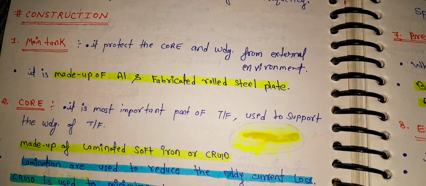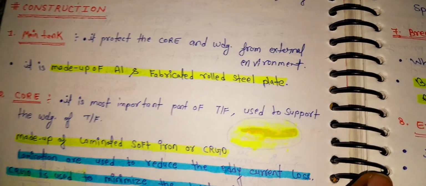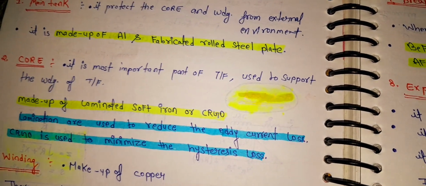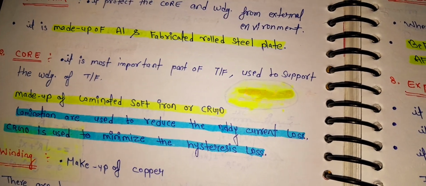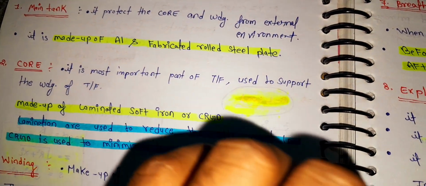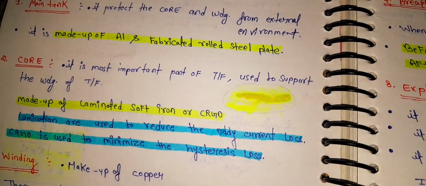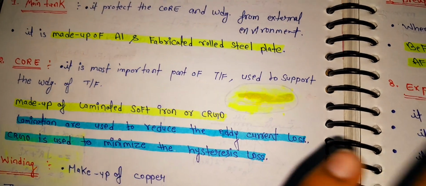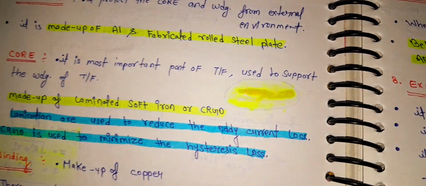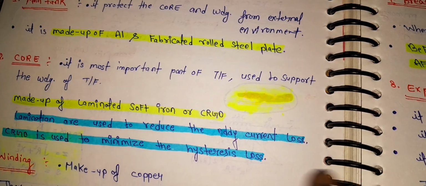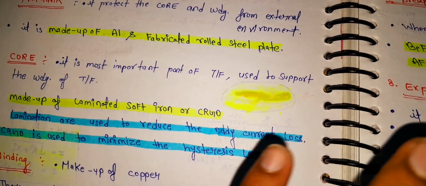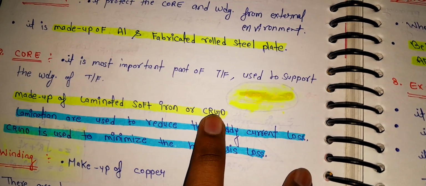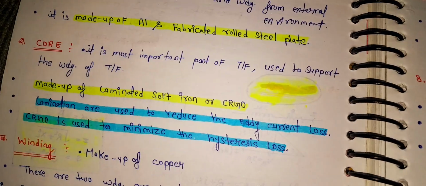The core is made up of laminated soft iron, CRGO, and lamination is used to reduce eddy current losses. Eddy current loss is directly proportional to the lamination thickness, so thin laminations reduce the eddy current loss. CRGO is used to minimize the hysteresis losses. We use CRGO material to minimize hysteresis losses.